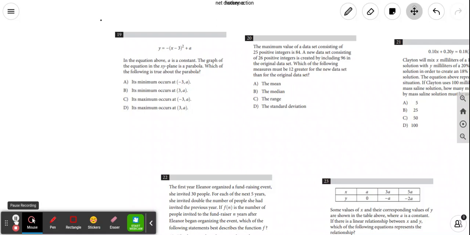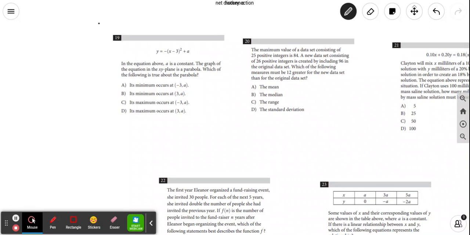First thing to do is to read the actual problem. Make sure you read it carefully. Sometimes you can make silly mistakes just because you don't read it correctly. In the equation above, a is a constant. The graph of the equation in the xy plane is a parabola. Which of the following is true about the parabola?